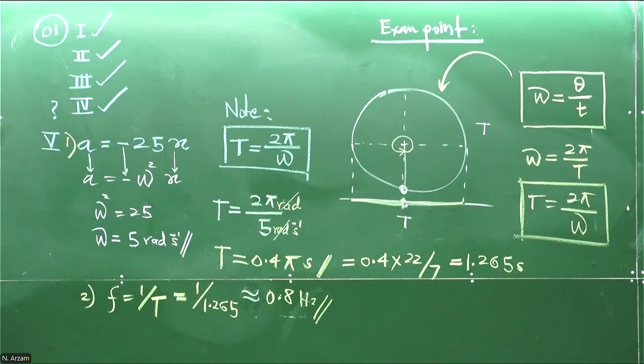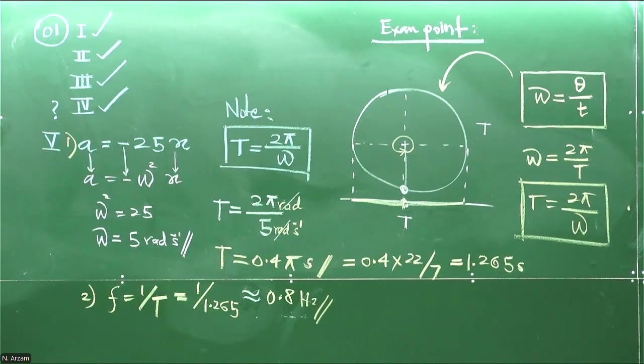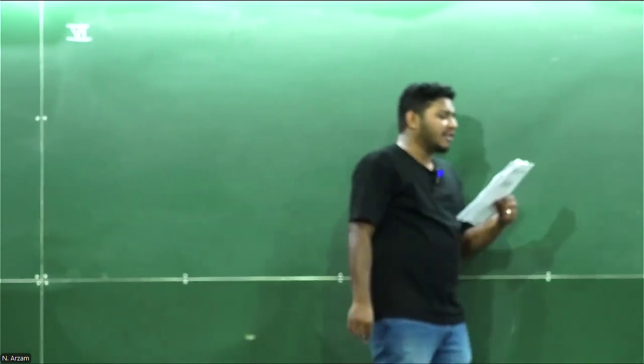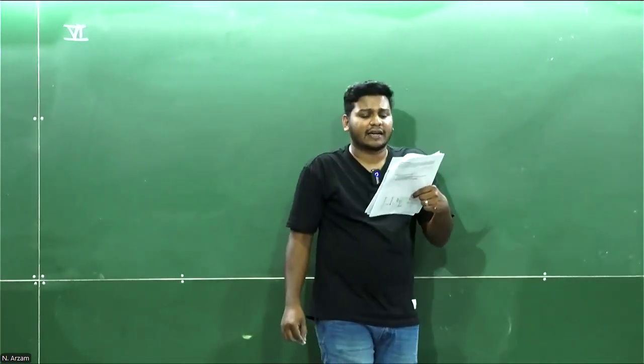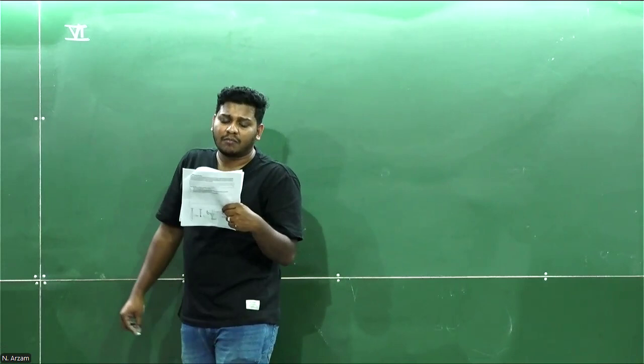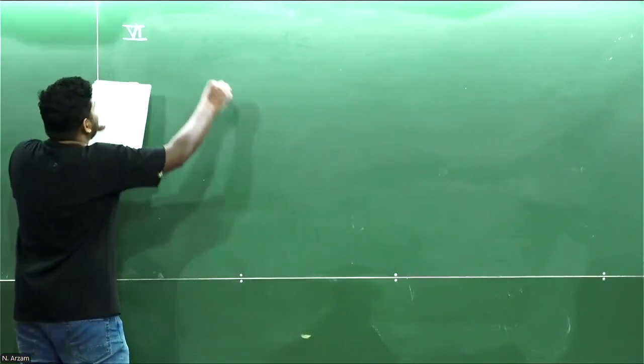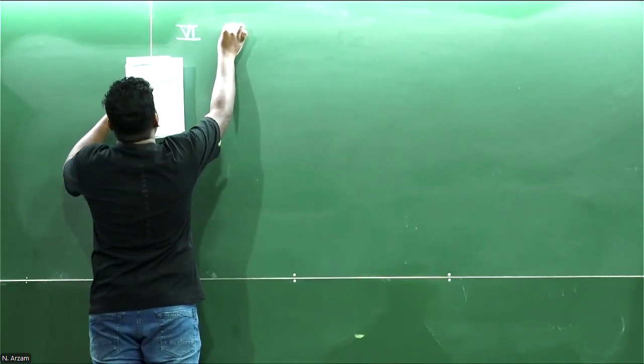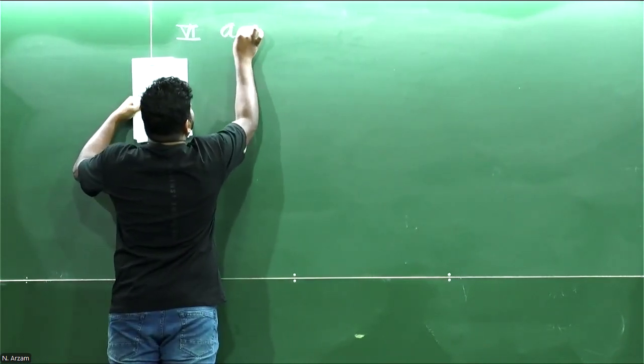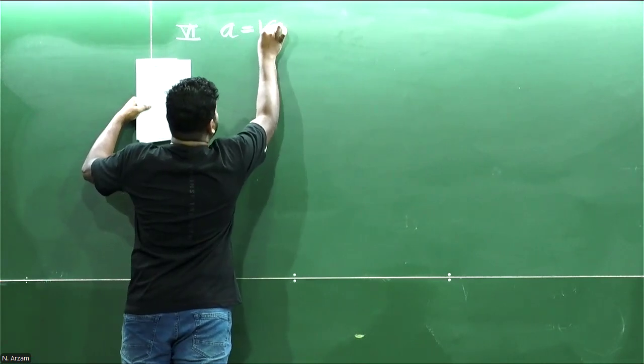Okay, right. Look at the sixth question. Question number 6. Find the periodic time and the frequency of the motion which follows the characteristic equation A is equal to minus 16 phi square into... Look at the equation. There is a small error in the equation. Look at this one. A is equal to minus 16.